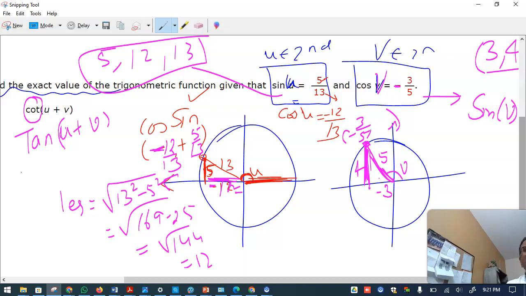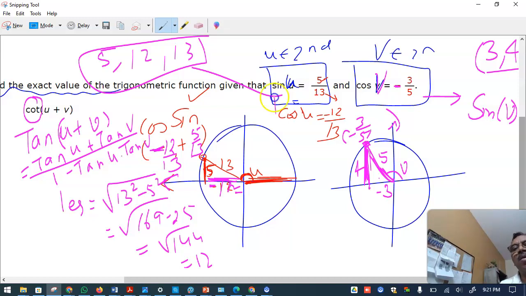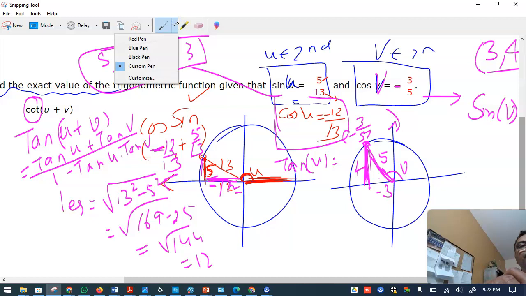Tan of u plus v is tan u plus tan v over 1 minus tan u tan v. But what we found are these two, right? So we can also find tan u here. Tan u for the first one, if you can see the triangle, is the opposite over the adjacent. That opposite is 5, and the adjacent is minus 12. So 5 over minus 12 becomes minus 5 over 12.